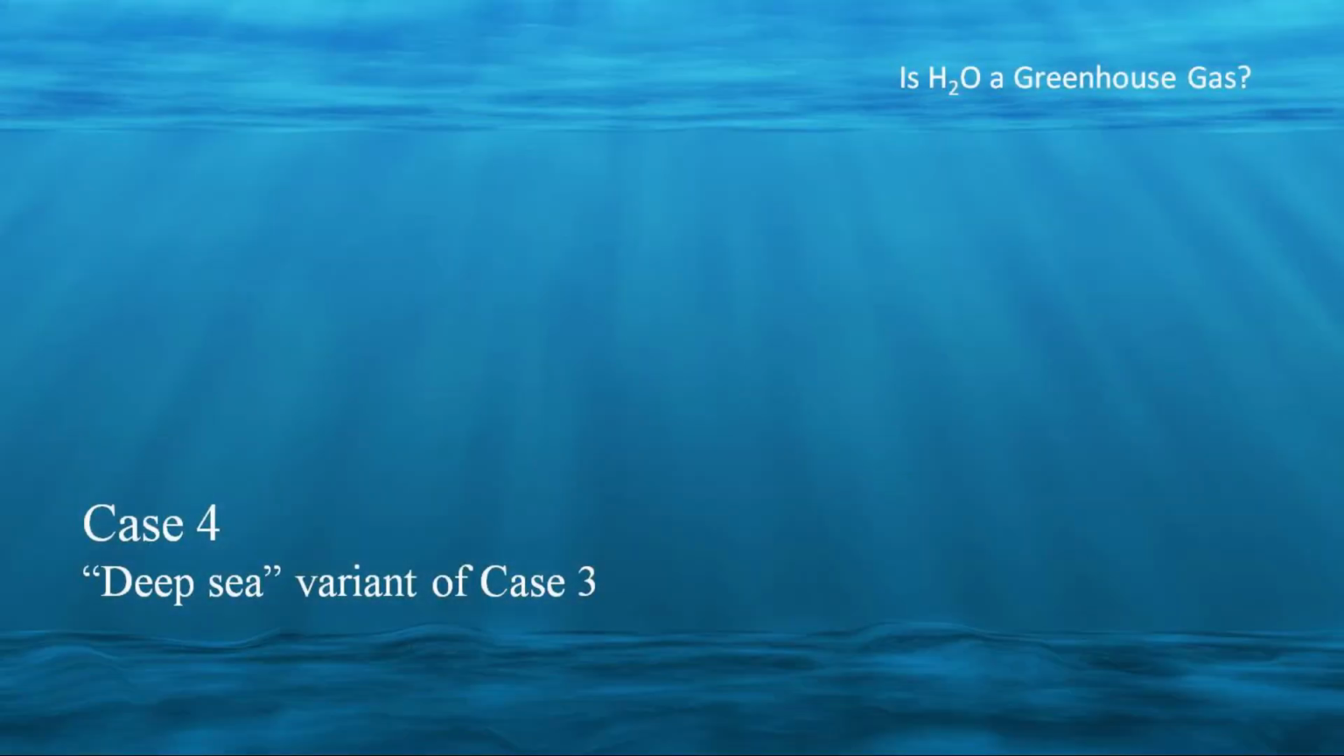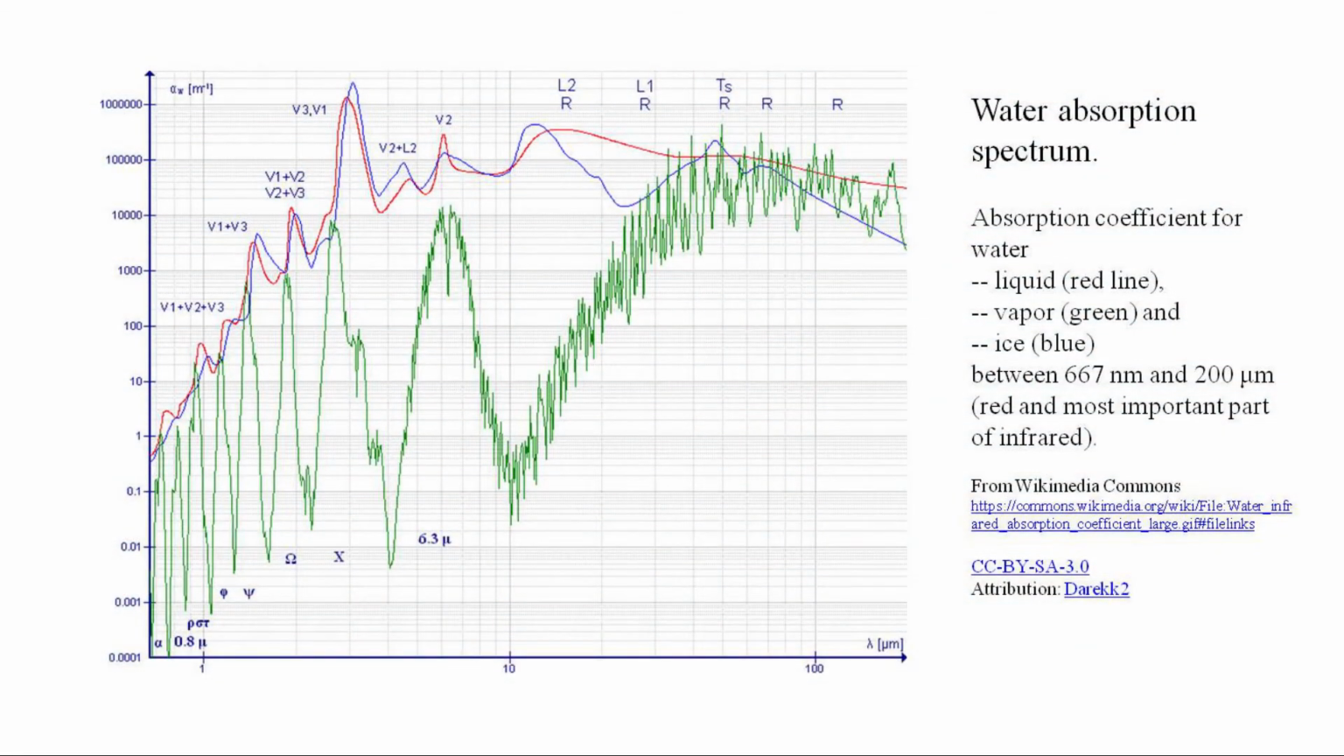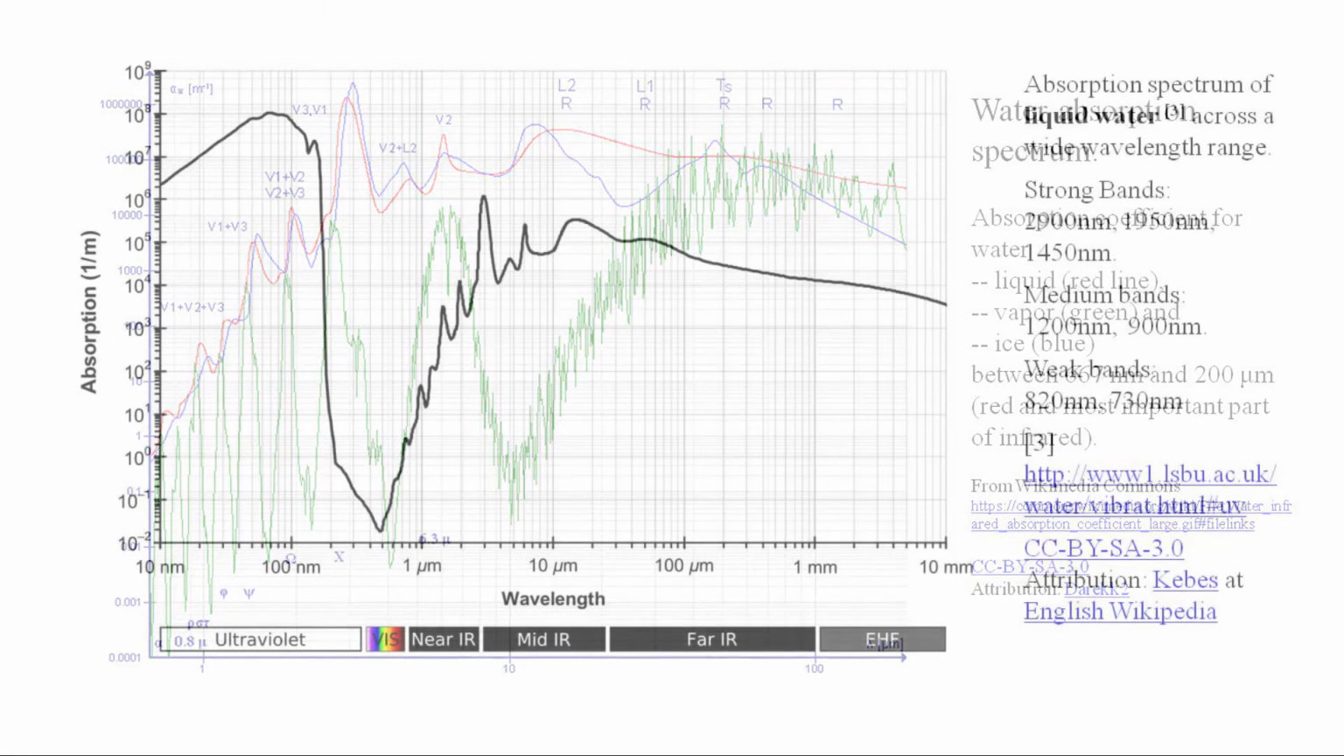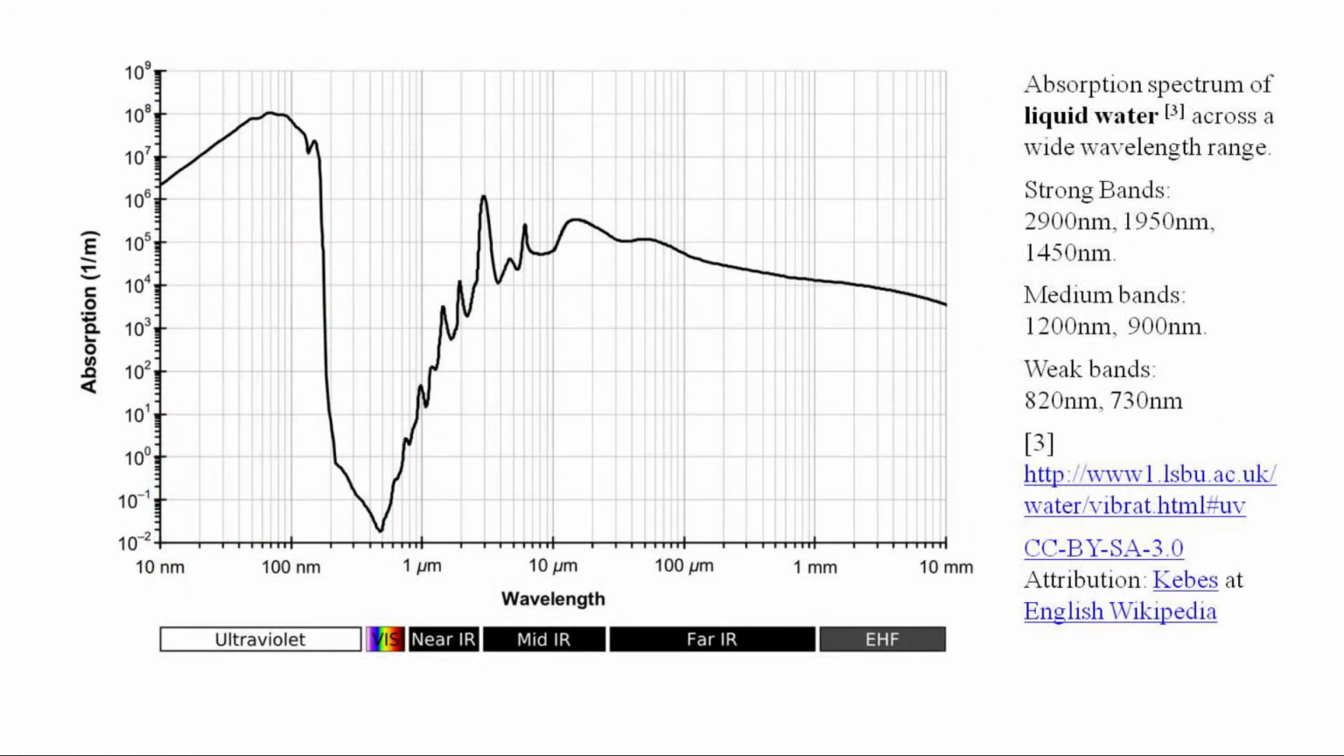Case 4. Deep sea variant of case 3. The red line for liquid water in the water absorption spectrum is now shown in the next slide in more detail, from 10 nanometers ultraviolet to more than 1 millimeter, that is more than 1000 nanometers, far infrared. The minimal absorption occurs in the visible part of the spectrum, which is the cause for the transparency of the shallow sea part of the oceans.